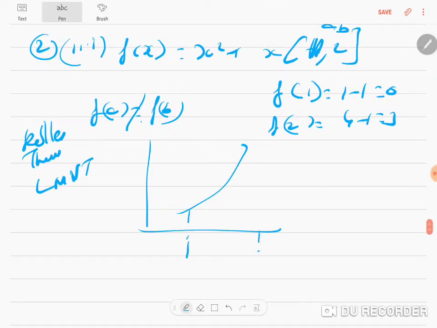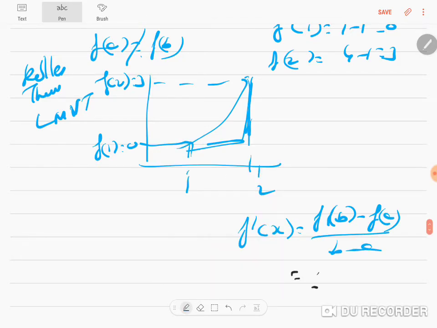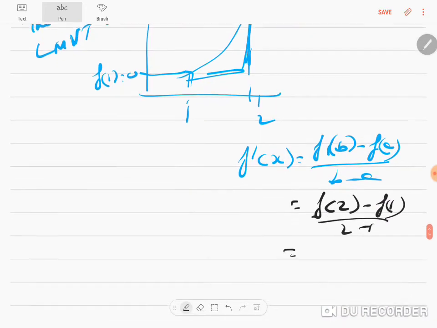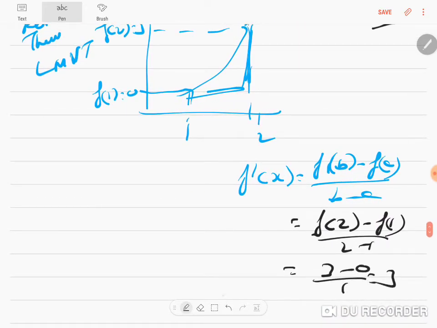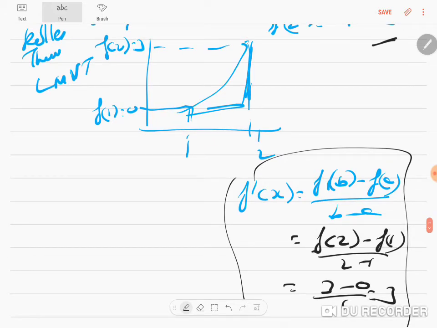So let me verify that. This is 1 and this is 2, and f of 1 is equal to 0, and f of 2, just a rough graph, f of 2 is equal to 3. And what is f dash of x? F dash of x is f of b minus f of a by b minus a. What is f of b? F of 2 minus f of 1 by 2 minus 1. F of 2 itself is 3 and this is 0. So 3 minus 0 by 1, so slope is 3. So you can draw a slope and the slope's value will be 3, correct?